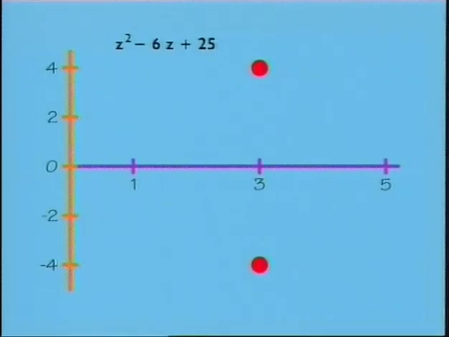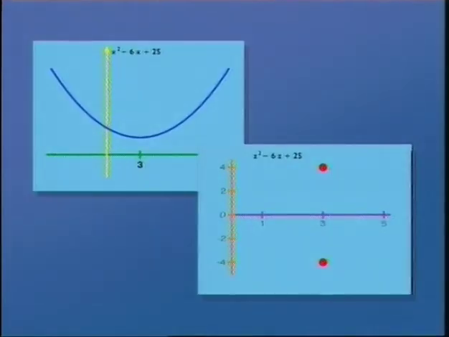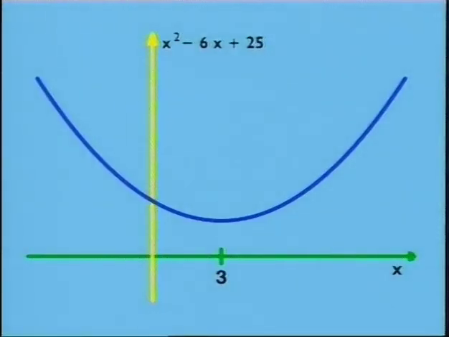What do you notice about the graph and the values of the two complex roots? Well, the minimum of the graph is at x equals 3, and x equals 3 is also the real part of the two roots. Now, what will happen to the roots if we change the value of the constant, 25? In other words, if we look at the family of graphs, x squared minus 6x plus c, and the corresponding complex functions where c is real.